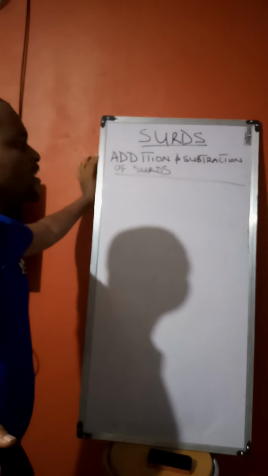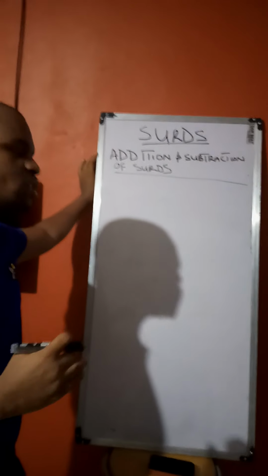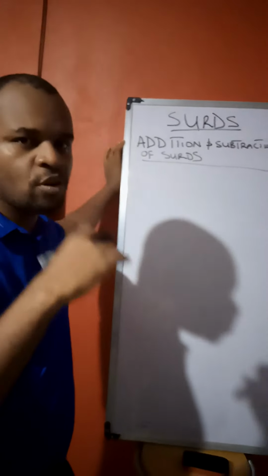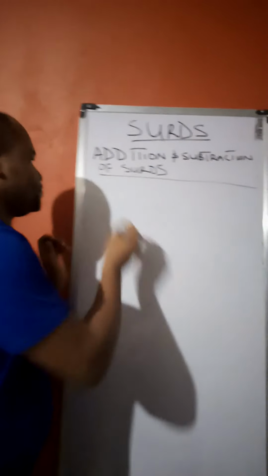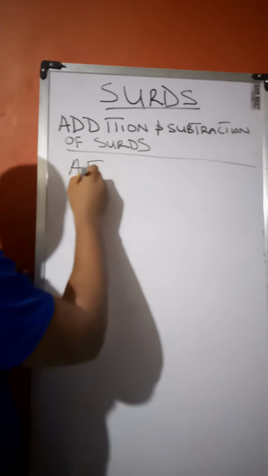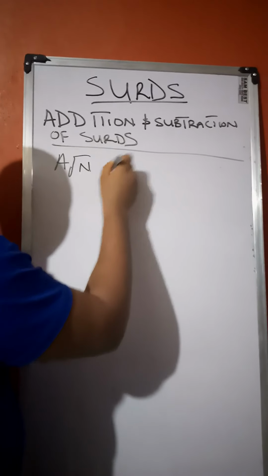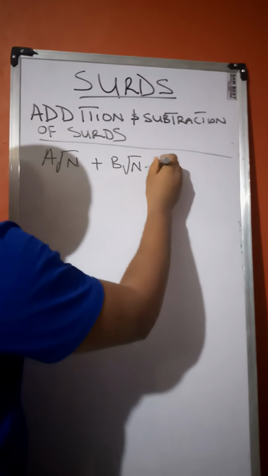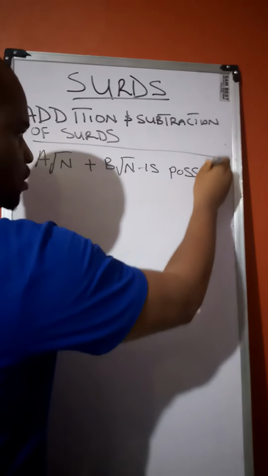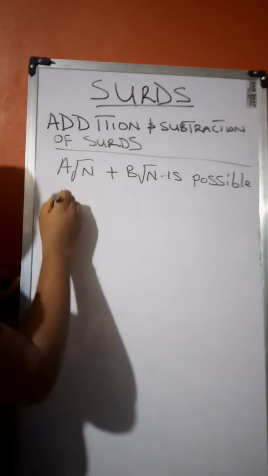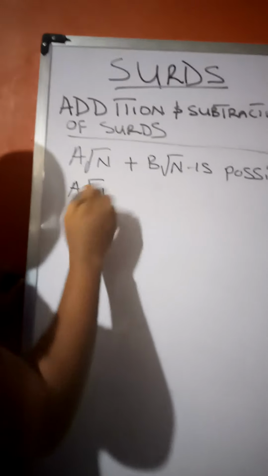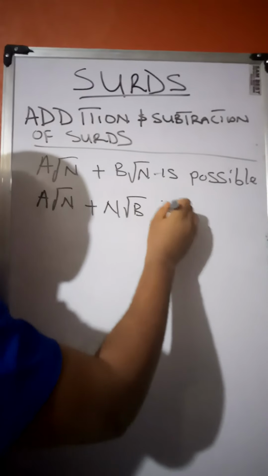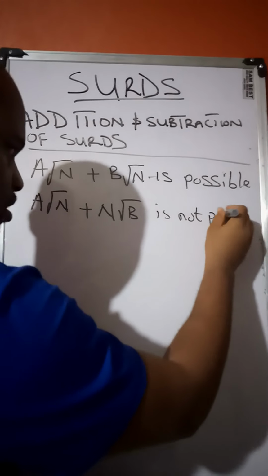Subtraction of surds. Now, the basic rule in addition and subtraction of surds is that they must be similar. Remember, I showed you an example of similar surds, but for emphasis, I'm going to write it again. a root n plus b root n is possible. a root n plus n root b is not possible.